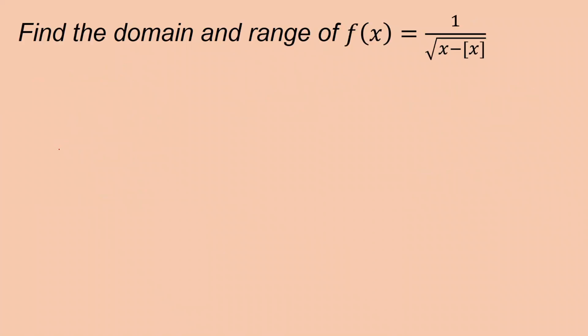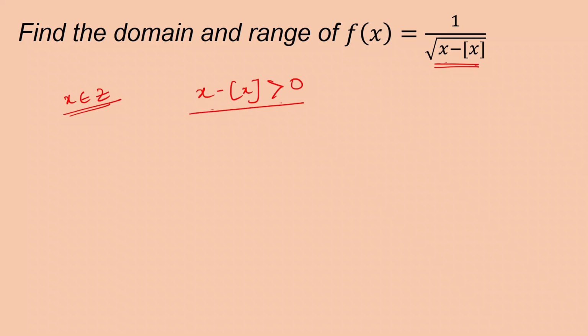Now, the domain and range of 1 by root over x minus box x. Instead of absolute value of x, it is having box x. Okay. So, consider these examples. Suppose you take x belonging to any integer. Okay. So, again, remember that this is the same format, root over something. So, we need to make sure that x minus box x is always strictly positive. It cannot be negative because of that under root, and it cannot be 0 because it is in the denominator. Alright, so what are the values of x for which this condition will be satisfied? That will form our domain.